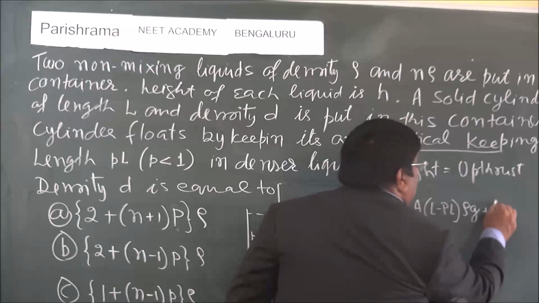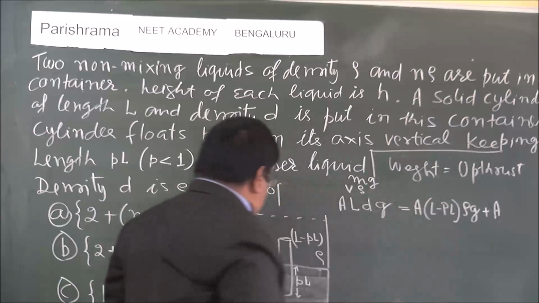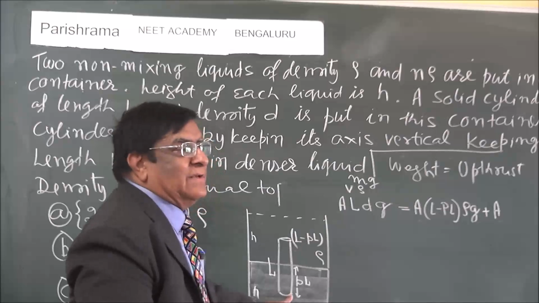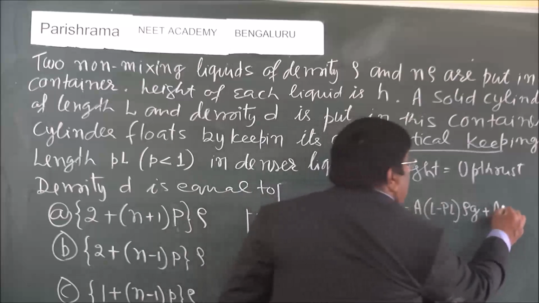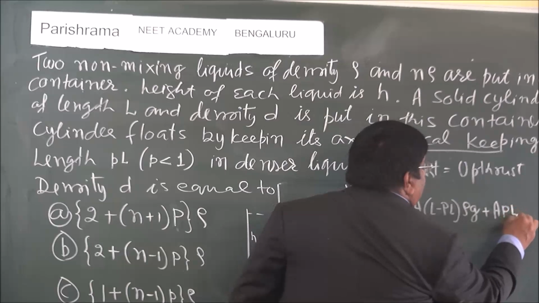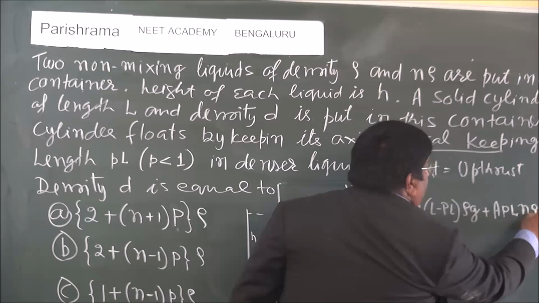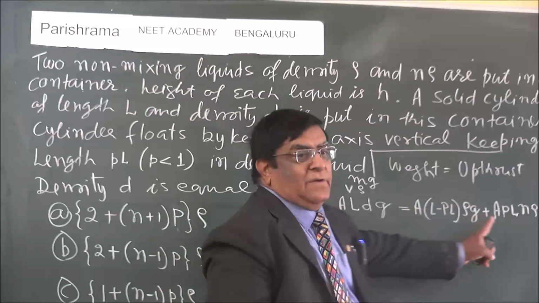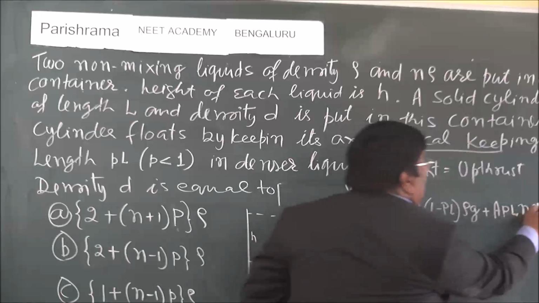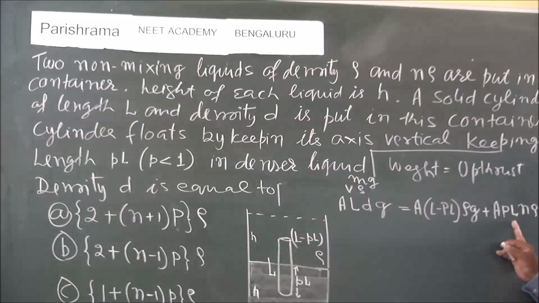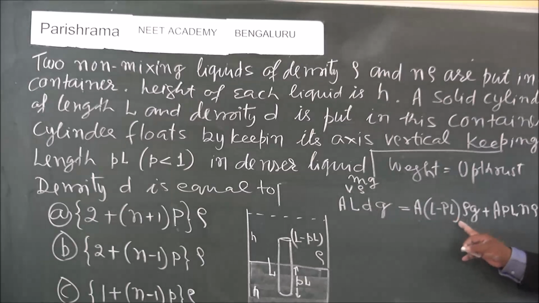Again, area A. How much is the length? P into L. Volume into N rho, that is density, multiplied by g. So this is upthrust. Clear? Upthrust by upper liquid of density rho. This is upthrust by the liquid of density N rho.